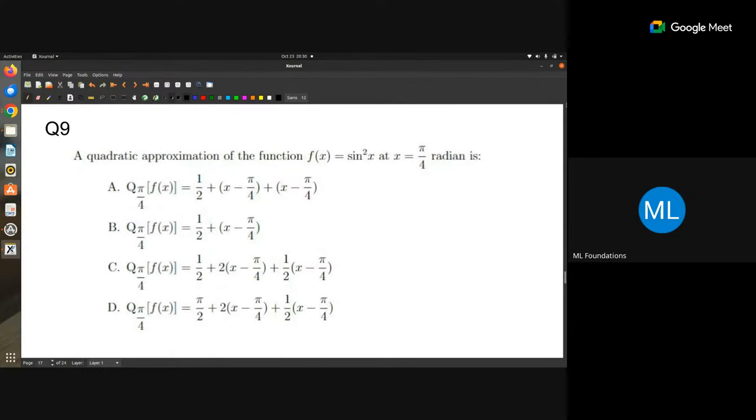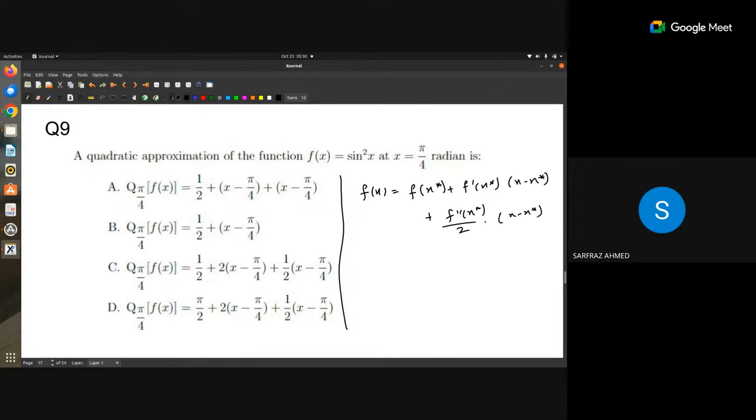Solve this for it: quadratic approximation of the function f of x equals sine square x at x equals pi by 4 radian. Maybe I'll solve it along with you. What is the quadratic approximation here? f of x is approximately equal to f of x star plus f dash of x star into x minus x star plus f double dash of x star by 2 into x minus x star whole square.